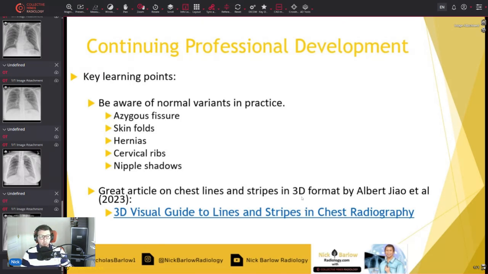There is this really good article I mentioned earlier in the video on chest lines and stripes by Albert Zhao et al., done in 2023. It's a revamp of an old article that was published some years ago that I used to refer to quite a lot in my training, but they've actually added some 3D visual guides to it. So really good amalgamation of some new imaging techniques with the old X-ray example. So worth a look, guys. I'll put the link in the description section so you can have a look.